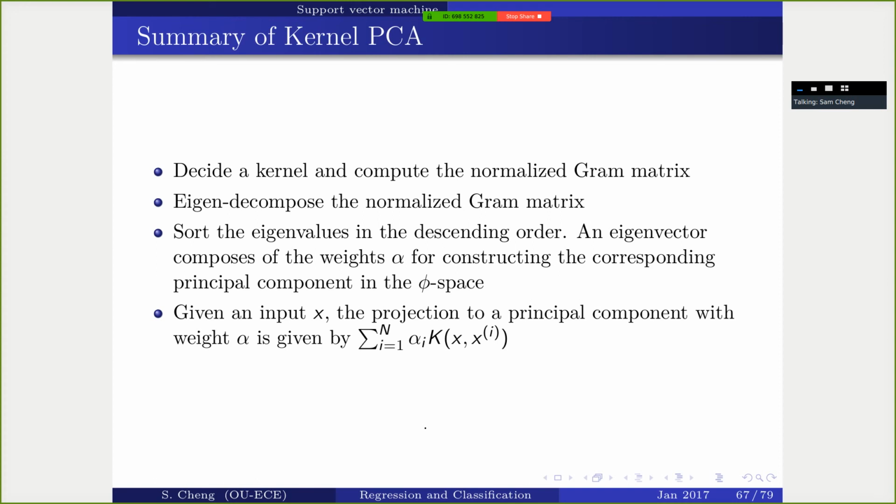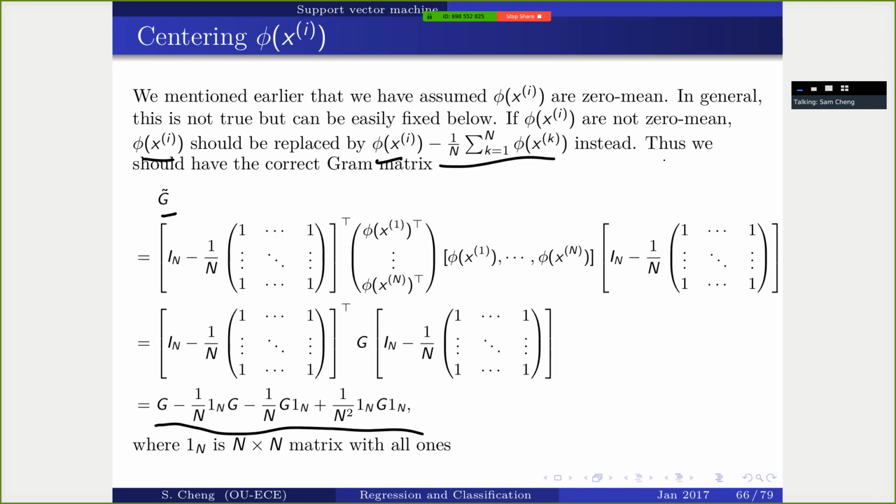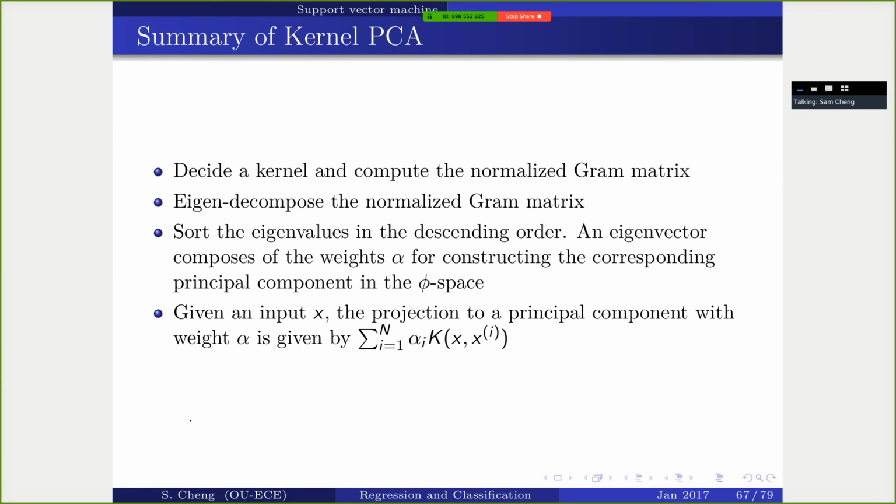A quick summary for kernel PCA: you determine a kernel first, and based on the kernel you compute the Gram matrix. Then you normalize that Gram matrix using this. Afterward you decompose the Gram matrix, get the eigenvectors, and generate the alphas. If you have a new input, you cannot directly compute the eigenvector, for example v equal to the sum of alpha_i phi(x_i).